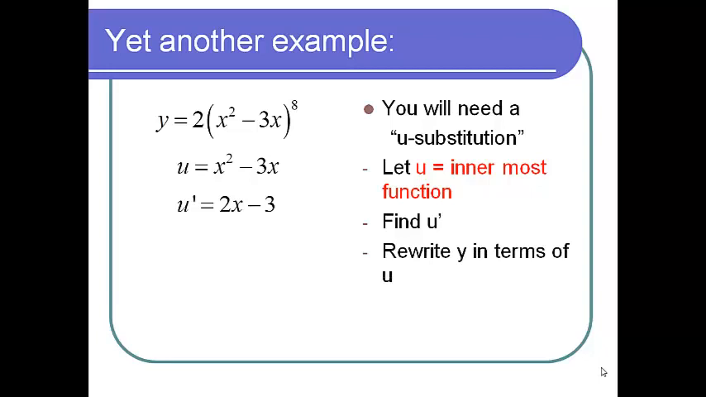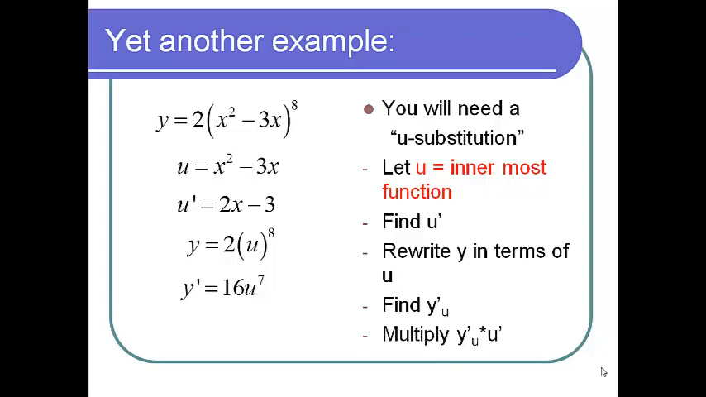Rewrite the y in terms of u. So y equals 2, and I replace that part inside with a u. Now, find the derivative of y prime. And I wind up getting 16u to the 7th. And then the final step is to multiply them together. And there's your final answer. So just always remember it as the derivative of the outside times the derivative of the inside.